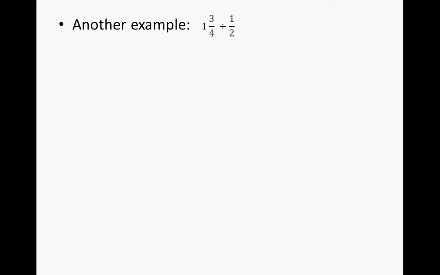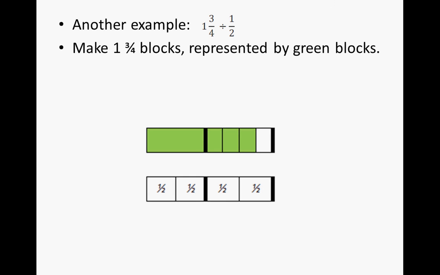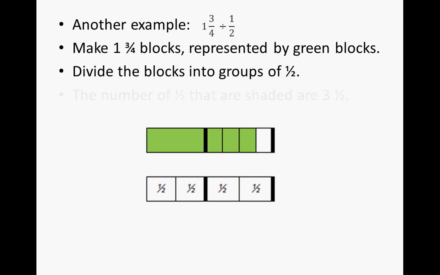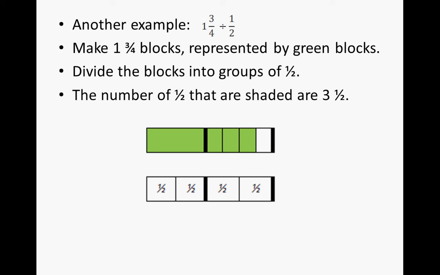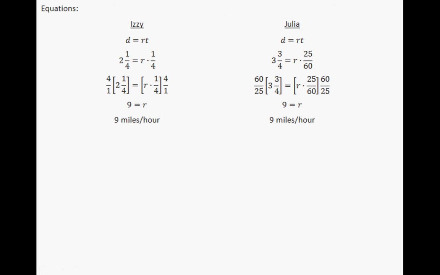So here's another example. 1 3/4 divided by a half. We would make 1 3/4 blocks represented by the green blocks. Then we would divide them into halves. Then the number of halves that are shaded are 3 1/2. So 1, 2, this is 3, and this would be a half of a half.